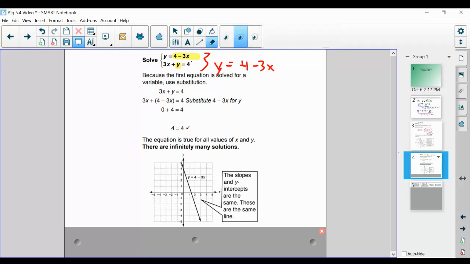That is a horribly drawn y. Let's try that one more time. There we go, that's better.